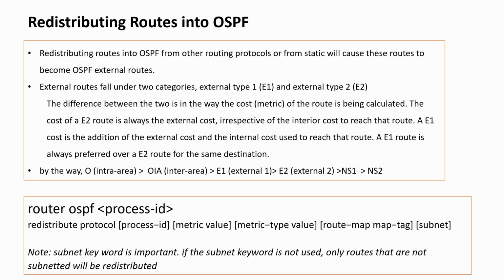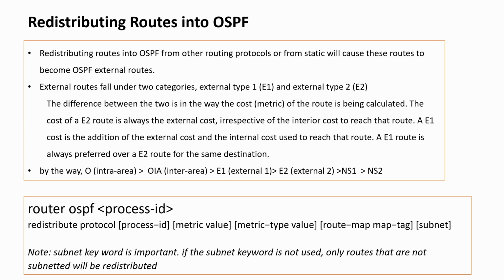Okay, next, redistributing routes into OSPF. Redistributing routes into OSPF from another routing protocol or from static will cause the route to become an OSPF external route. External routes fall under two categories. One is external type 1, also called E1. Another is external type 2, also called E2. The difference between the two is in the way the cost of the routes is calculated.